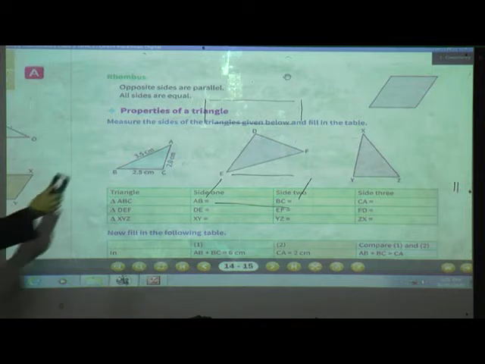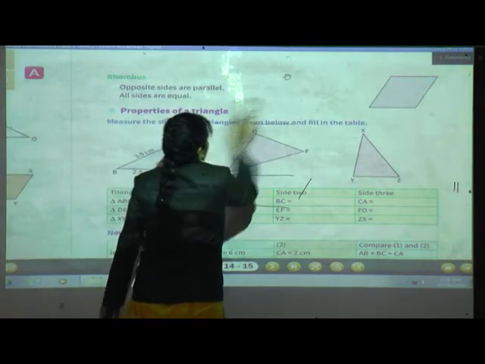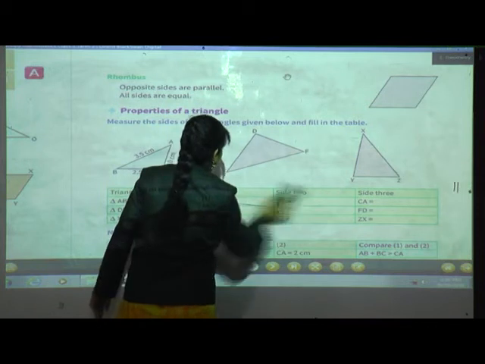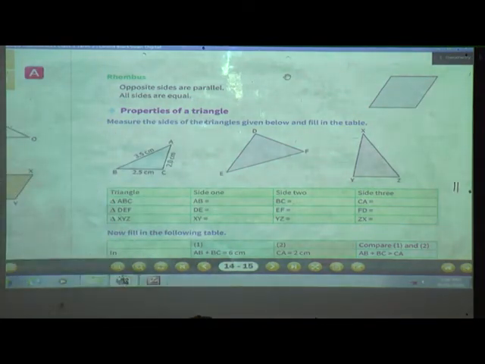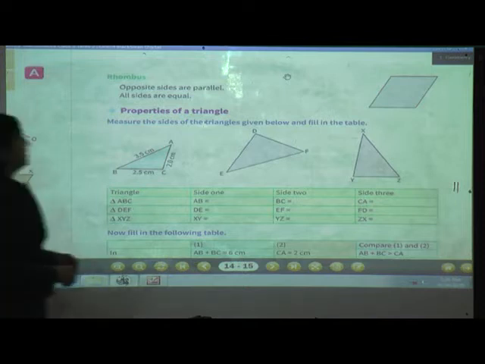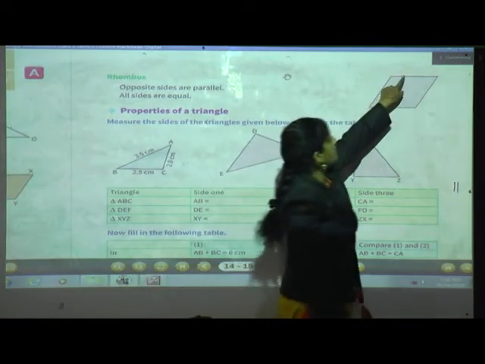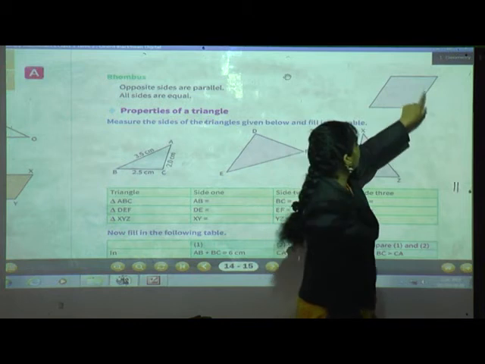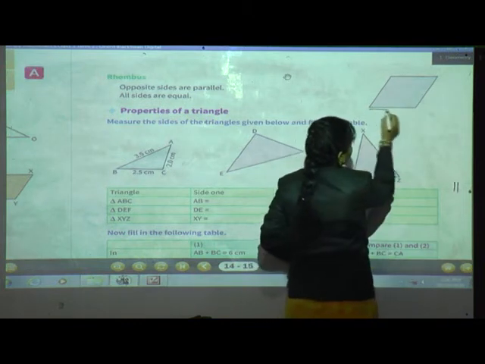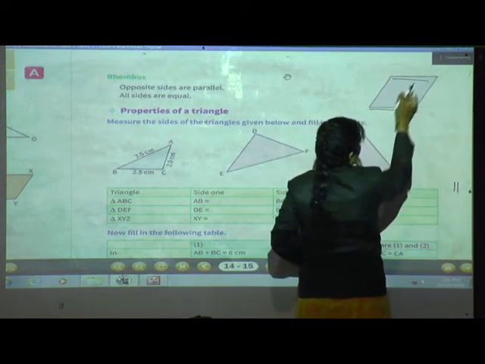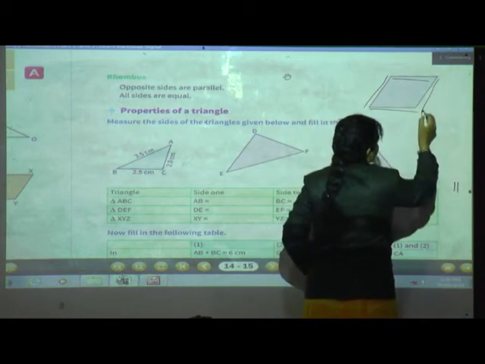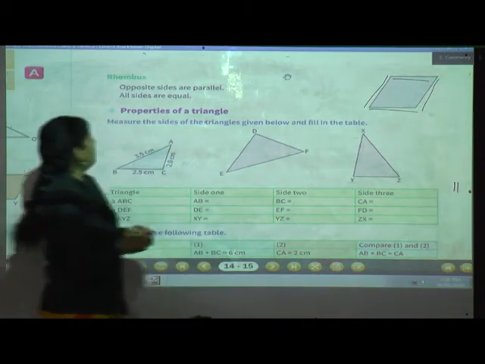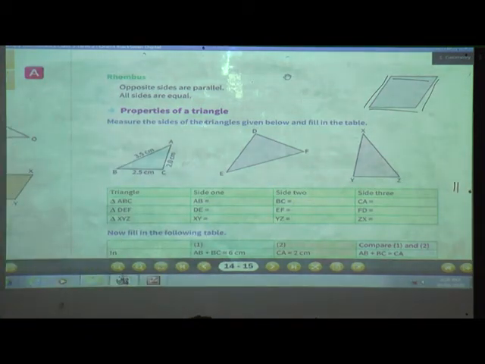Page number 15, next point, rhombus. Here opposite sides are parallel. See, opposite sides are parallel. These two are the parallel sides and even these two. And all sides are equal. See, all sides are equal.